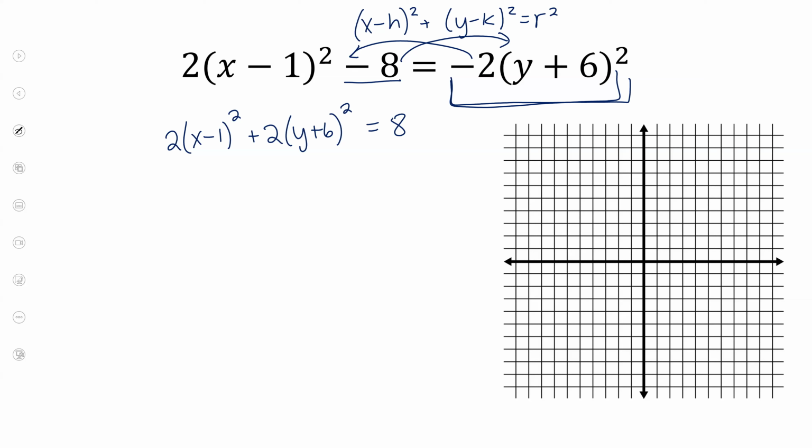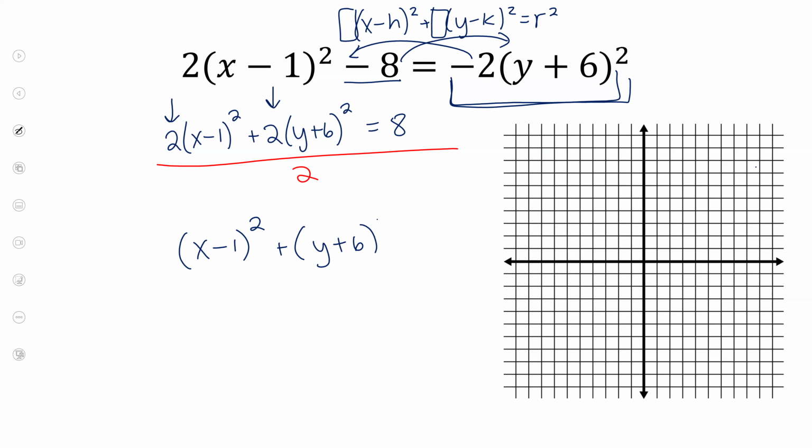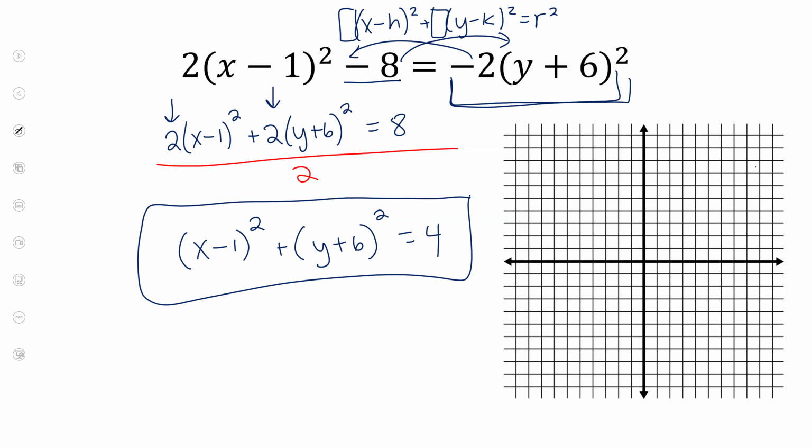Now it's a little bit closer to my standard form, but notice I don't have coefficients right here. So I need to get rid of these 2's. So what I'm going to do is divide every single thing by 2. When I do that, I'm left with (x - 1) squared plus (y + 6) squared equals 4. So this is my equation in standard form. Now that it's in standard form, I can easily tell the center and the radius. The center will be at (1, -6), and the radius is 2.